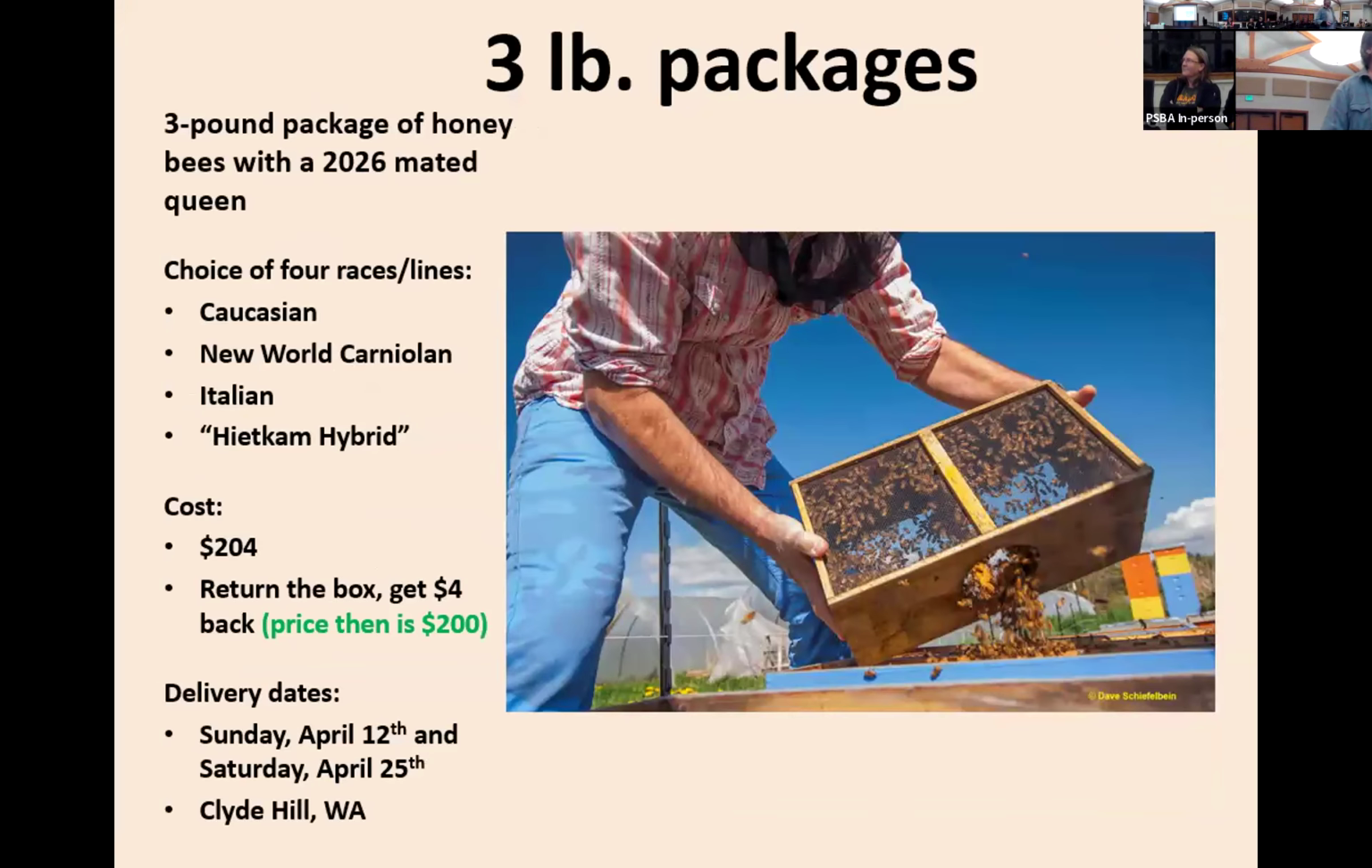Okay, I'll start with our 3-pound packages. They come with a 2026 newly mated queen. We usually in the past have sold 3 races of bees. This year we have 4 races, and you'll see I wrote races/lines because one is really not a race. We have a Caucasian, New World Carniolan, Italian, and that last one up there we jokingly call the Higham hybrid. This is a bee that Russ has been working on for a couple of years. It's a hybrid cross between an Italian and a Carniolan.